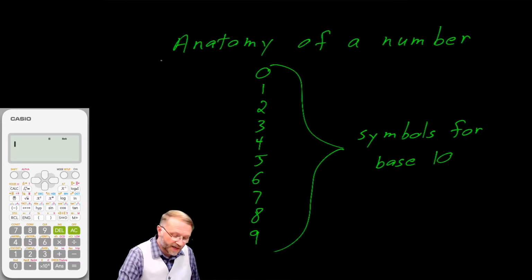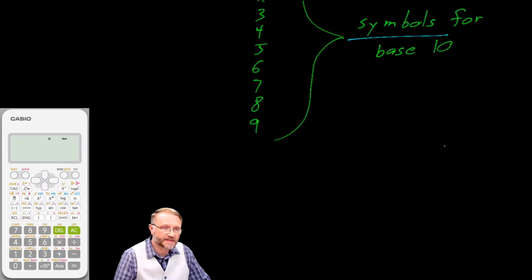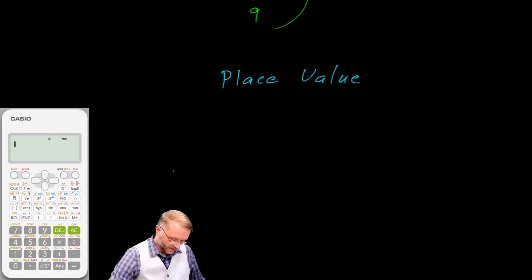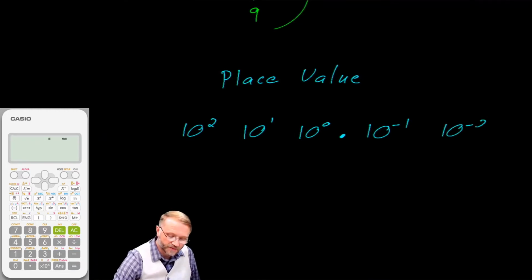When we talk about the anatomy of a number, there are two things to keep in mind. One is the symbols, the other is the places. For example, 10 squared we know as the hundreds, 10 to the first power we know as the tens, 10 to the 0th power we know as the ones. Then there's a decimal point, and we can go the other direction. 10 to the negative 1 is tenths, and 10 to the negative 2 is hundredths. And we can continue that in either direction as we desire.